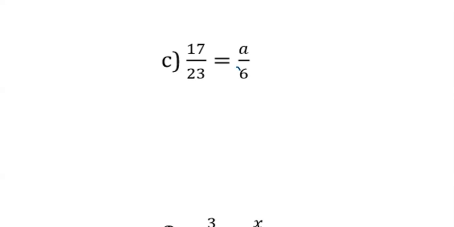So 17 times 6 is 102. Whoops. So A is 102 over 23. And depending on what you're doing, you might leave it as a fraction, or you might round it to 4.4 or something like that is what it works out to.